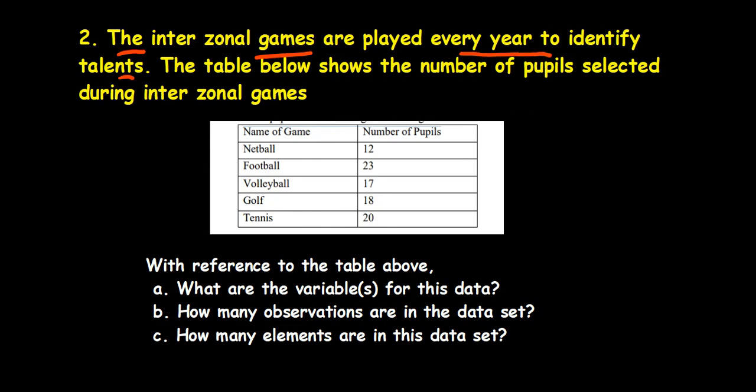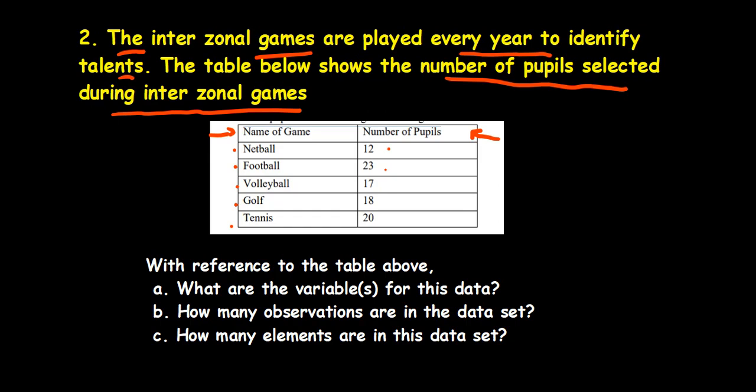The table below shows the number of pupils selected during the interzonal games. So we can see here we have the name of the game: netball, football, volleyball, golf, and tennis. And then here we have the number of students that are playing that game. So for netball, we have 12, football, 13, and just like that. So the question now is, with reference to the table above, what are the variables of this data?